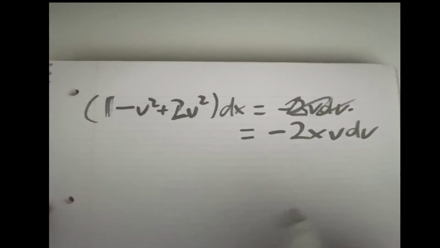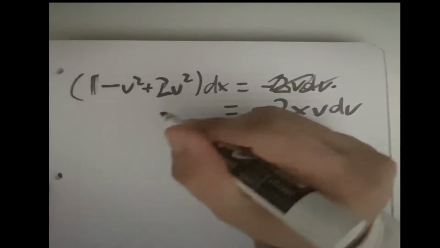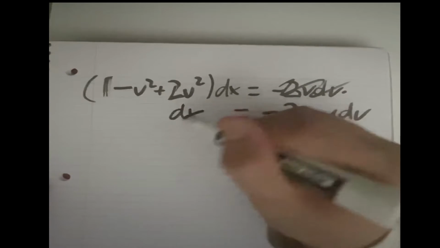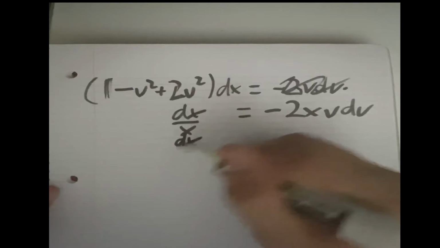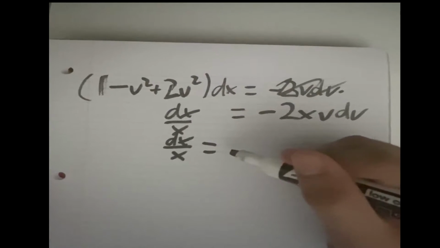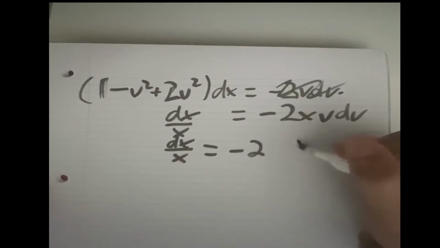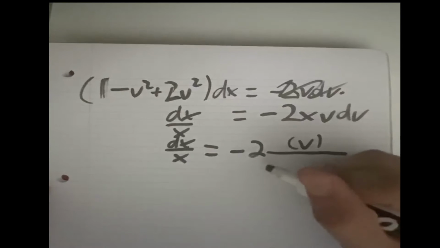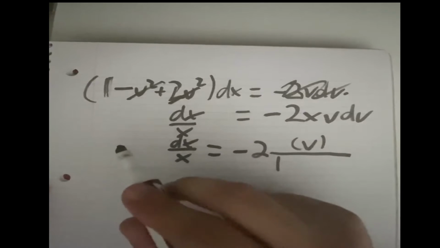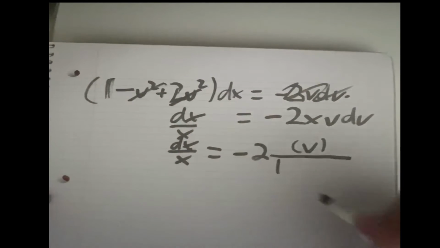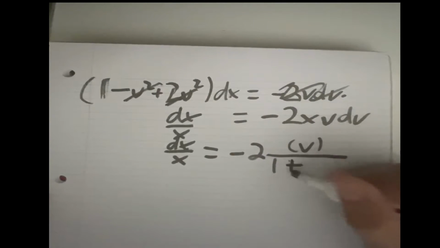So the next step would be to isolate the x and the v. We do that by applying simple algebra. So dx divided by x is equal to negative 2v divided by 1, simplifying these terms, minus v squared plus 2v squared, which is 1 plus v squared, times dv.